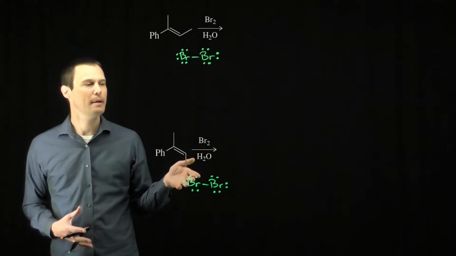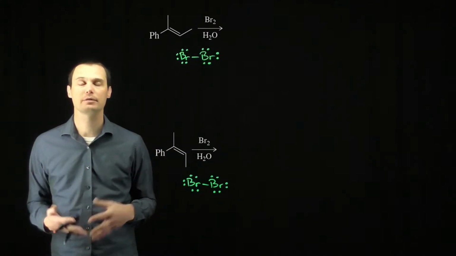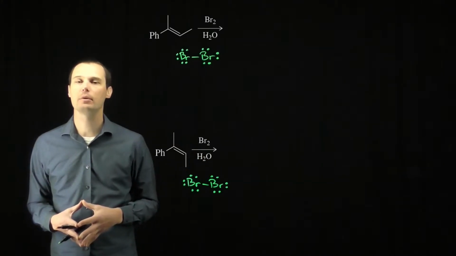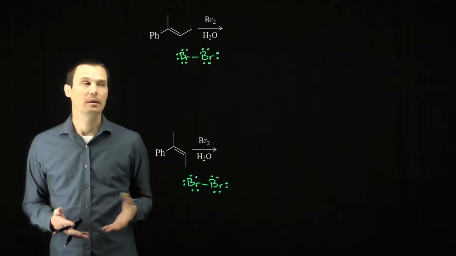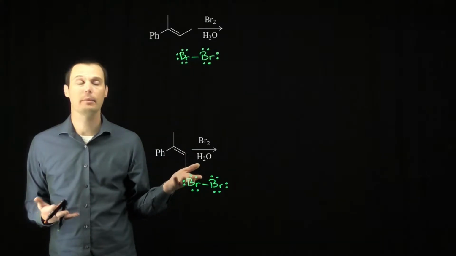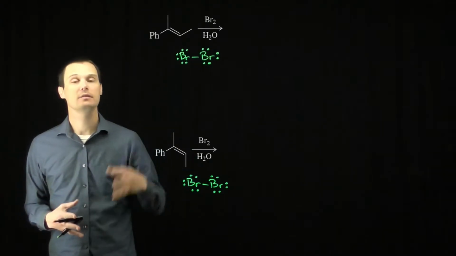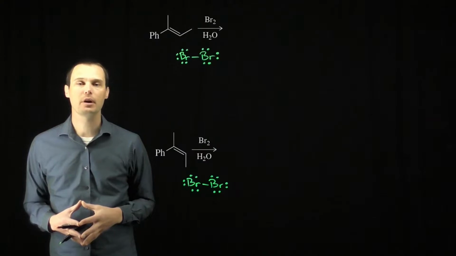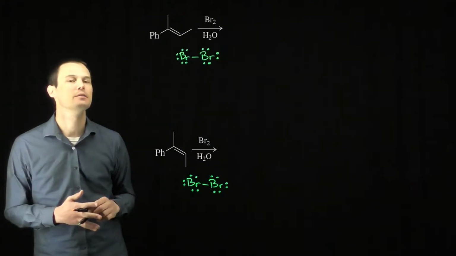The question asks us to compare the mechanisms of these two electrophilic addition reactions to rationalize the regio and stereochemical consequences of the reaction. Now, the mechanism for these two is actually pretty much identical. The only difference is the E and Z geometry of the starting alkene. So we'll do both mechanisms in parallel.